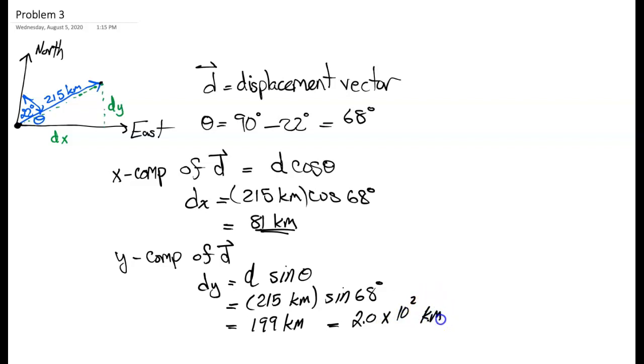kilometers. On a quiz or an exam, if you leave it this way, I might not take points off, but just know that if you see this in a book or in my solutions, that's where this came from.